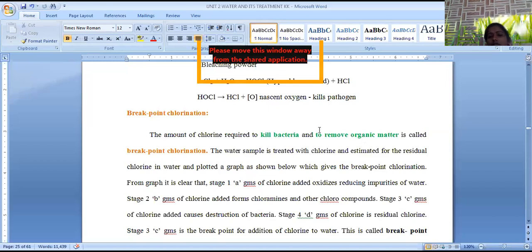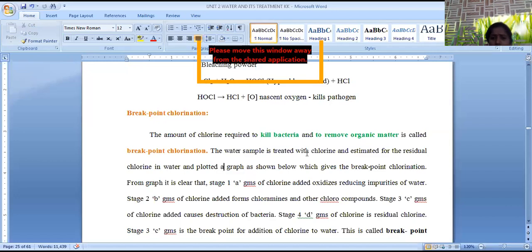The remaining methods are only used for the removal of pathogenic organisms, or the sterilization process only. But additionally, breakpoint chlorination is the amount of chlorine required for killing pathogens, as well as any solid impurities and organic impurities present in the water. So an additional application is there for this breakpoint chlorination. That's why it is more significant in nature.